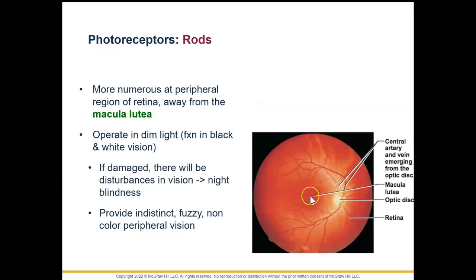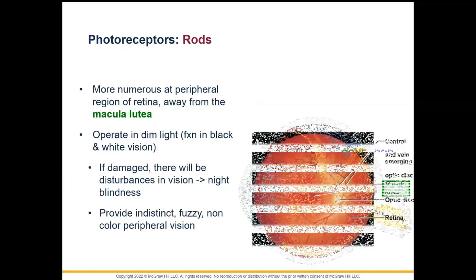And this is where we're going to have more of the cones located, whereas the rods will be around the periphery over here. And these rods are going to operate in dim light, so they're best for black and white vision. And if it's damaged, there will be disturbances within our vision that will lead to night blindness. It may provide indistinct, fuzzy, non-color peripheral vision.